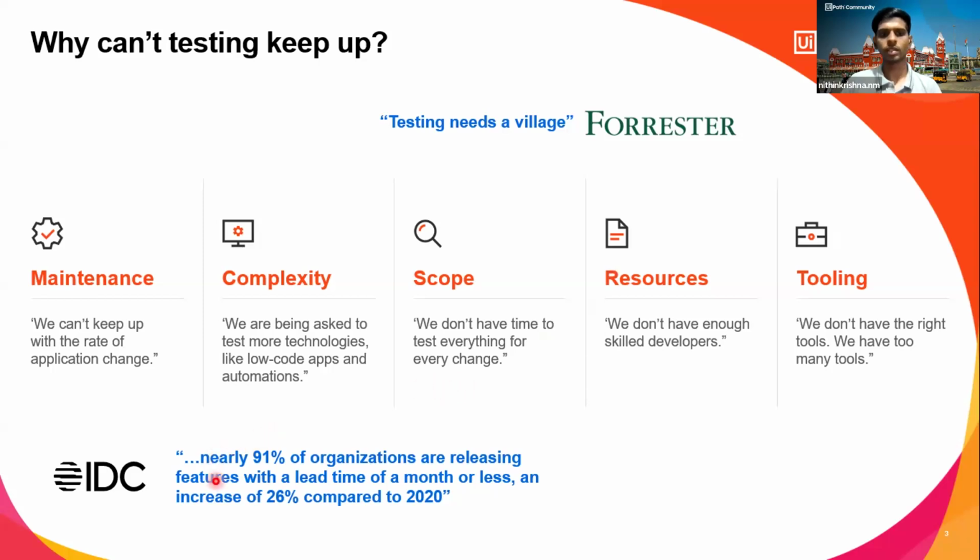We also see there is a frequent change of application releases in recent months or years, after we adopted cloud and things. An IDC report says that 91% of organizations are releasing features in less than a month. So at least every month, there is a feature release for any application or system we have, compared to the previous years in the pre-COVID era. These are some of the high-level common challenges we face with testing, and we'll see how our product is going to help us overcome all these things.